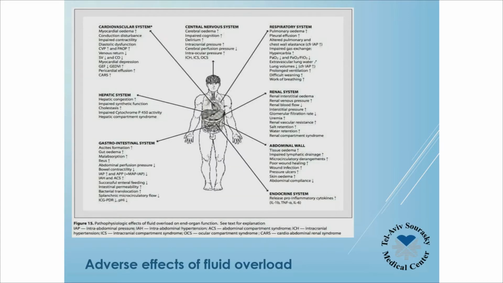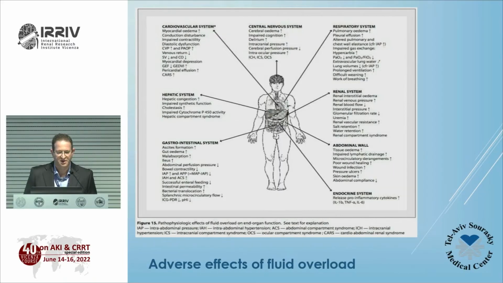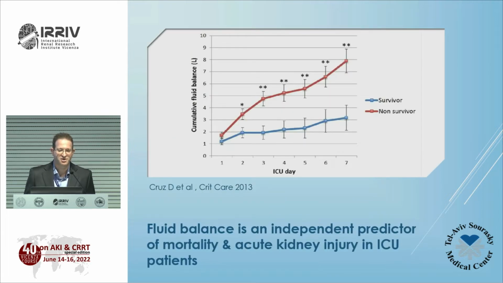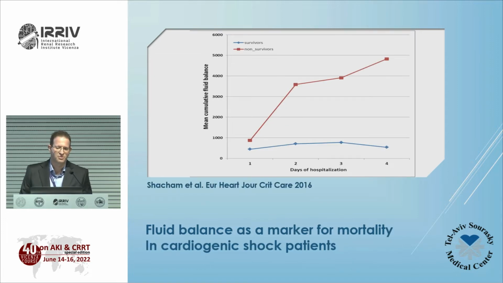So, for patients admitted to the ICU, the occurrence of fluid overload is common and is allied with damage to various organ systems. This includes the heart, the kidneys, the lungs, the central nervous system, and the abdominal viscera. Ultimately, this will translate in many patients to increased mortality. This is one of the pioneer studies by Dina Cruz among patients admitted to the general ICUs. And we actually demonstrated similar results among patients admitted to the cardiac ICU.